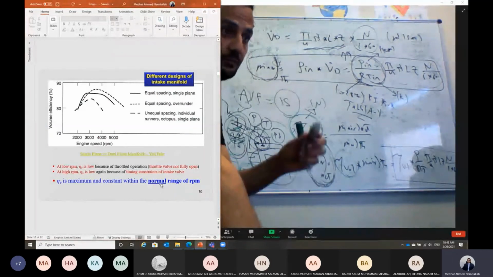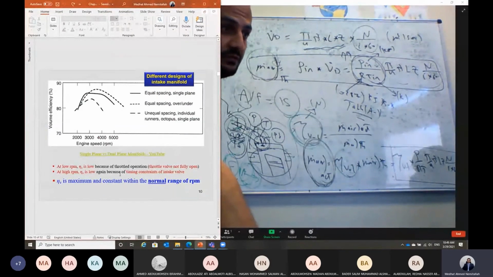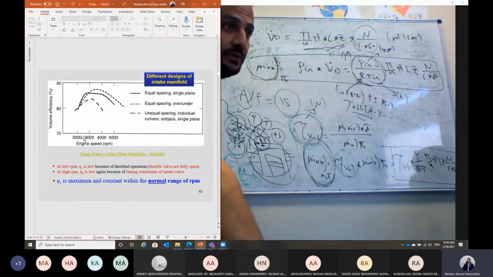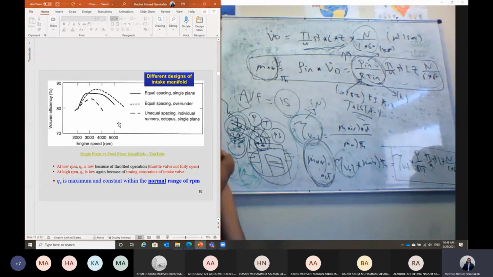As I told you, for a constant range of RPM, let's say from 2000 up to almost 4000 RPM of your engine, usually the volumetric efficiency is fixed. But this volumetric efficiency, as we said, is mainly a function of the design of the intake manifold. So if we have intake manifold designs that have a lot of flow restriction, that means the volumetric efficiency will drop.